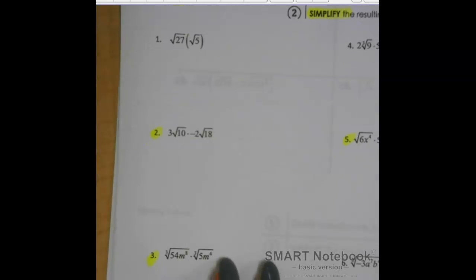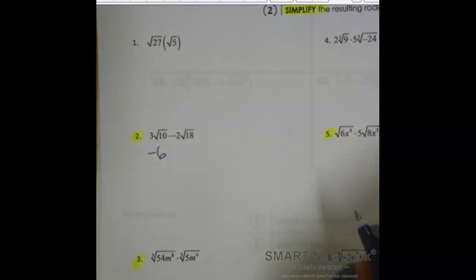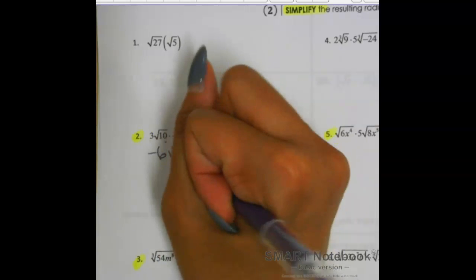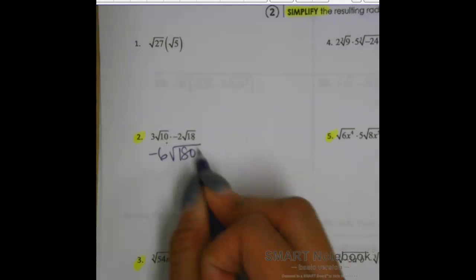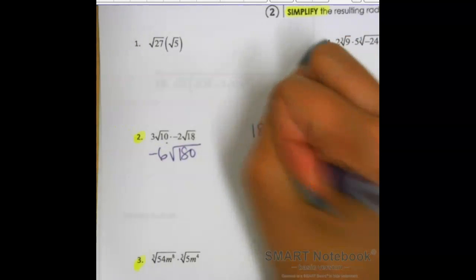For question 2, first step is to multiply the coefficients, which is 3 and negative 2. And then you're going to multiply the radicands, which are 10 and 18. So the square root of 180. What do I have to do from here after you multiply? Simplify. So to simplify, you're just going to simplify this radical. So over here to the side, I'm going to simplify 180.